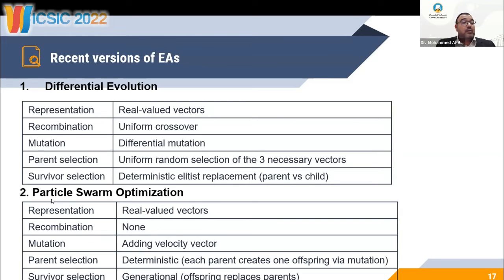In particle swarm optimization, or in swarm intelligence in most cases, there is no recombination, and they are established to deal with real valued vectors. The mutation here is adding a velocity vector to the original vector or the original solution. The parent selection is deterministic, where each parent creates one offspring using the mutation operator. And the survivor selection is direct replacement between the parent and the offspring.